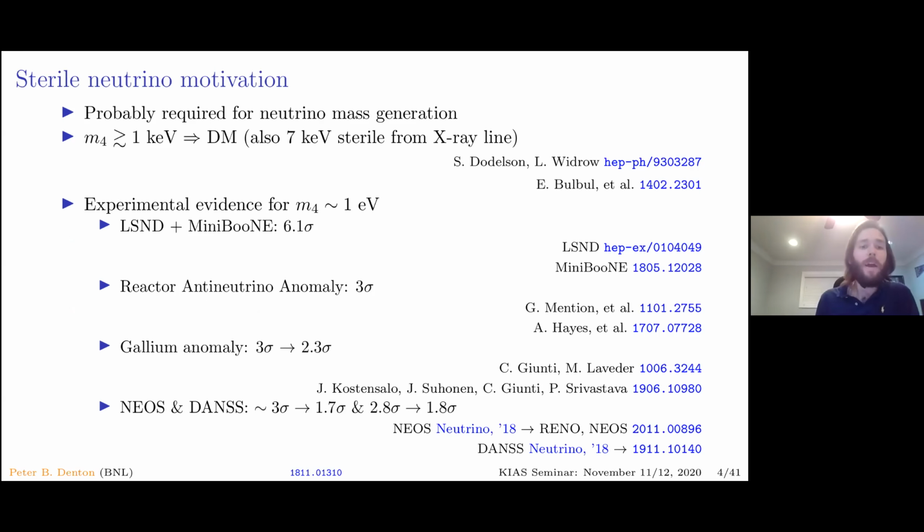All right. So why is there so much interest in sterile neutrinos? I think this slide kind of summarizes that. Theoretically, there's only a little bit of interest. At some level, there probably has to be sterile neutrinos to explain why neutrinos have mass in the first place. That said, that doesn't tell us what mass they ought to have.